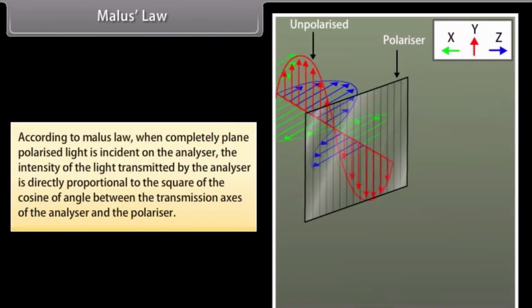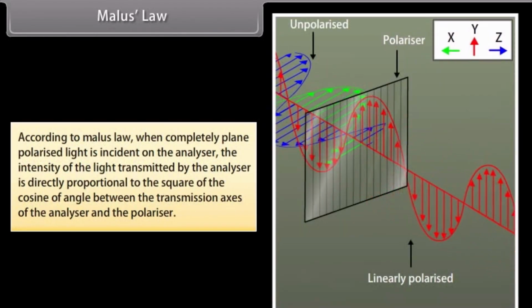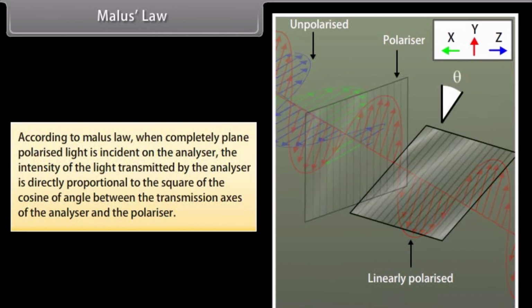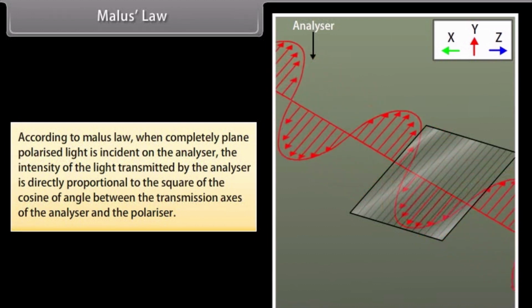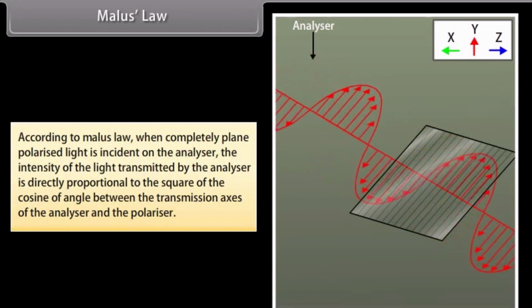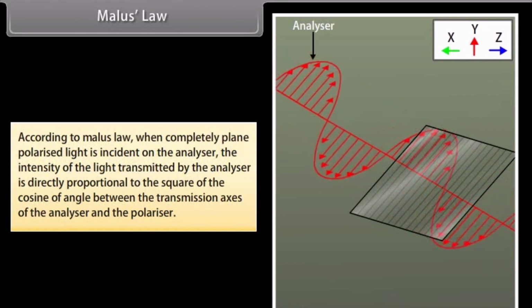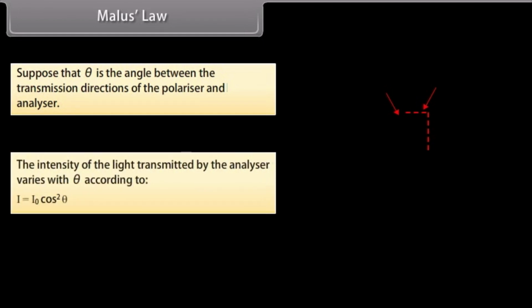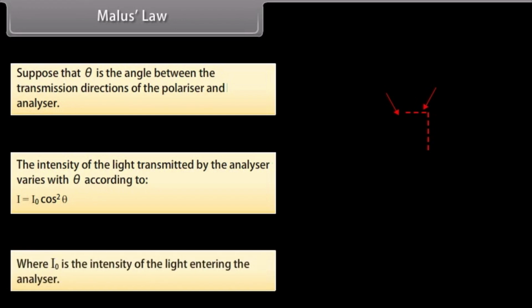According to Malus' law, when completely plane polarized light is incident on the analyzer, the intensity of the light transmitted by the analyzer is directly proportional to the square of the cosine of the angle between the transmission axes of the analyzer and the polarizer. Suppose that theta is the angle between the transmission directions of the polarizer and analyzer. The intensity of the light transmitted by the analyzer varies with theta according to I equals I naught cos squared theta, where I naught is the intensity of the light entering the analyzer.